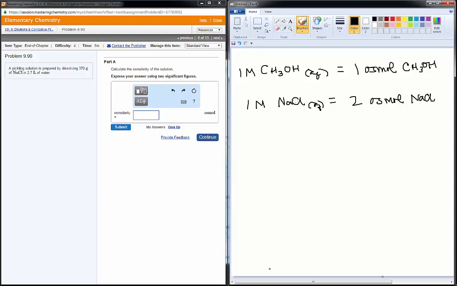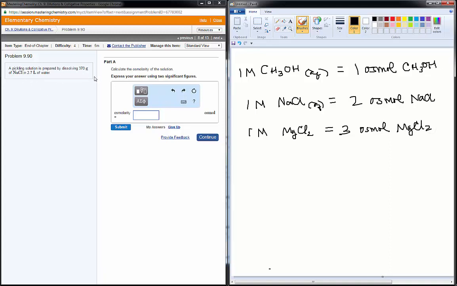Essentially, I take the molarity and I multiply it by the number of things that dissociate. So if I had a 1 molar MgCl2 solution, that's going to dissociate into 3 ions. That's 1 magnesium and 2 chloride ions. So that's going to be a 3 osmol MgCl2 solution.